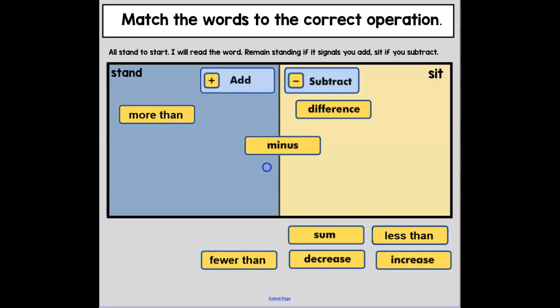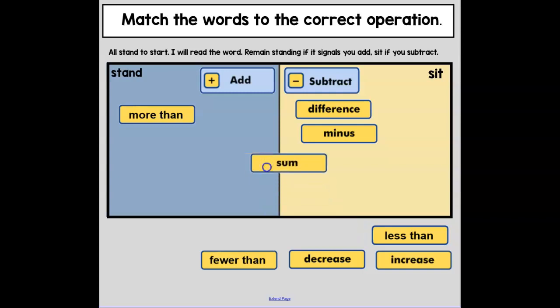Minus. Stand if you think it means add, or sit if you think it means subtract. Minus is subtraction. Sum. Stand if you think the sum is when you add two numbers. Sit if you think it means subtract two numbers. Sum is that word we use when we add.